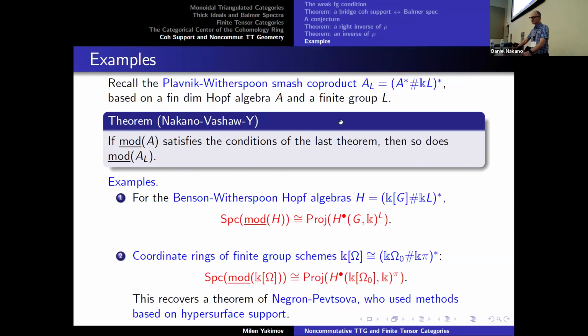Same thing for finite group schemes, if you look at the corresponding coordinate rings of finite group schemes, again, the theorem is that the Balmer spectrum on the left side is precisely the same thing as the Prosh of the categorical center. The categorical center happens to be, in both cases, fixed point subrings. So this is a theorem that Chris, Negron, and Julia proved 2 years before us. Like they proved this using hypersurface support. The point that we want to make now is that all this fits into one general framework where on one side you have the Prosh of the categorical center, and on the other side you have the non-commutative tensor triangular geometry.